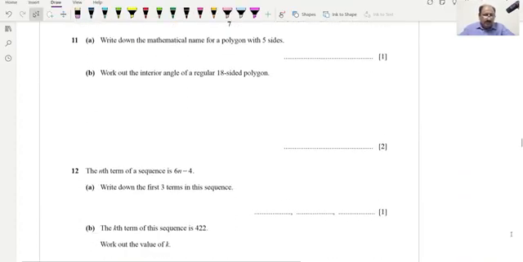Now question number 11, write down the mathematical name of the polygon with 5 sides, and this one we know is pentagon. So pentagon.